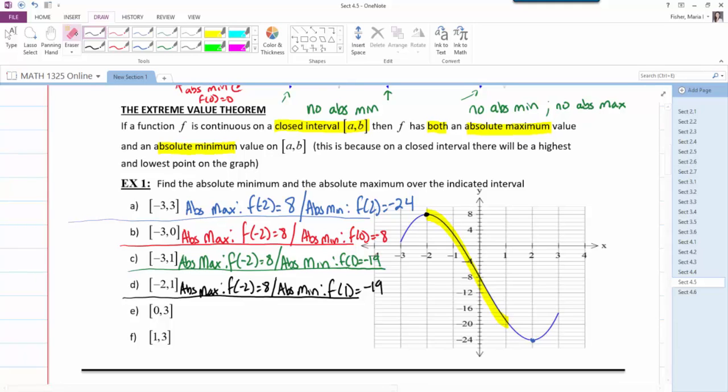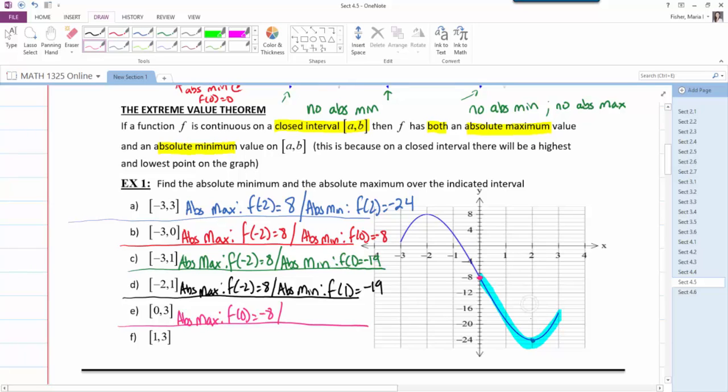Let's look at two more of these. What if we change the interval from 0 to 3? Do I have an absolute max and an absolute min? Again, I'm guaranteed to have both. Well, my absolute maximum value is at f of 0 equals negative 8. That's my largest value there. And my minimum value is right here at f of 2 equals negative 24.